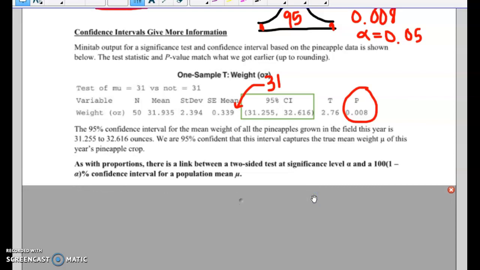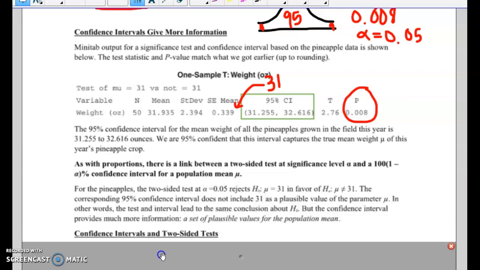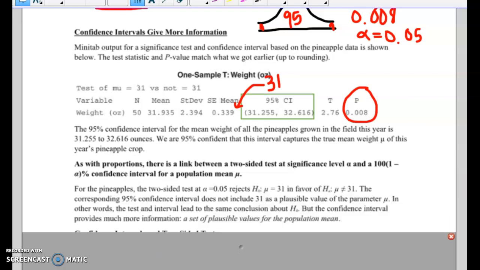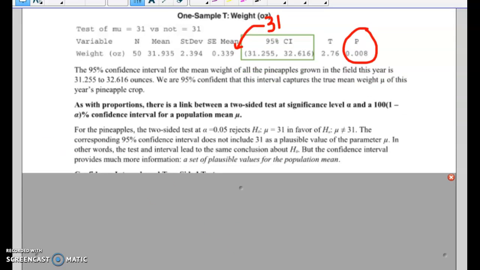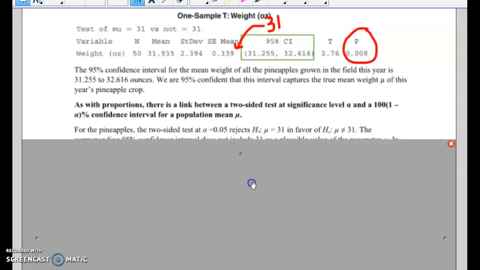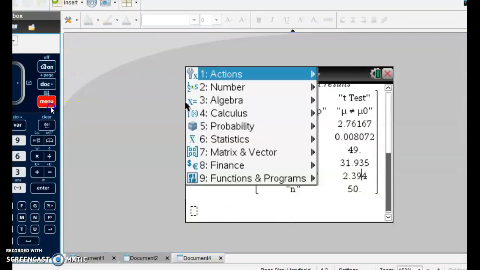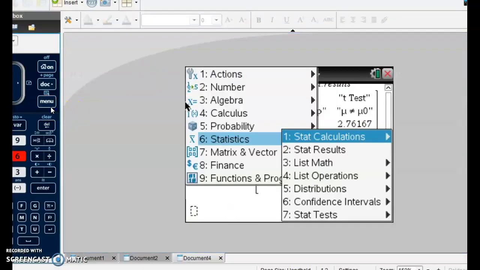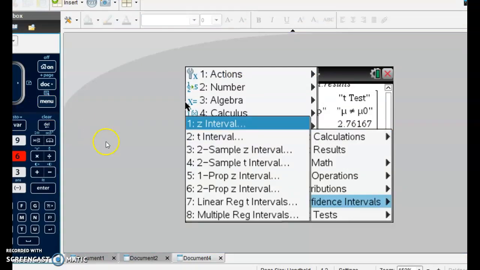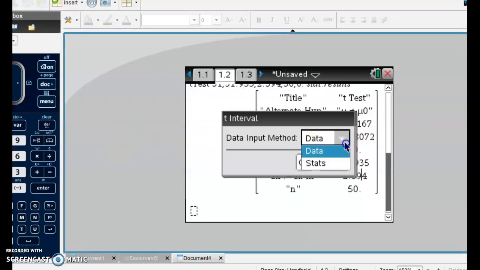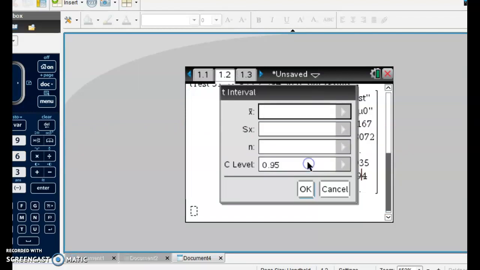Proportions work the same as they do for means. So you could do the same thing with a confidence interval and a stat test. I could have done it in the calculator. Let me rewind real quick. I could have gone to the calculator to do this: menu, statistics, confidence intervals, and we could have done a t-interval.